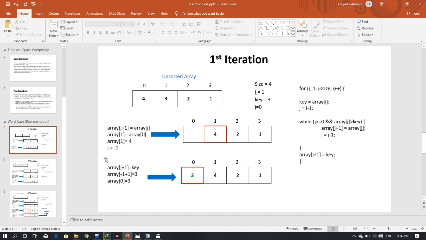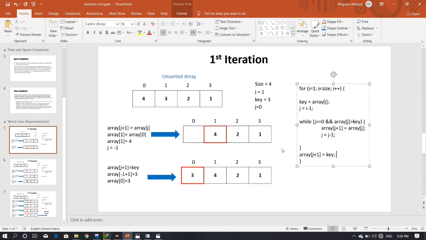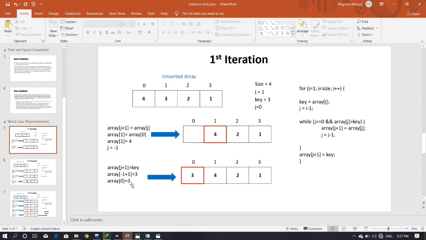And since j gets decremented at the end to minus 1, the algorithm will not enter the while loop again. The while loop gets terminated, and now we get to this final stage of the swap, which puts the key element in its rightful place. So for array of j plus 1, j is minus 1, so minus 1 and plus 1 cancel each other out, key is 3, so array of 0 will be 3, as we can see here. So the element that we saved is useful now, and the first iteration is complete.